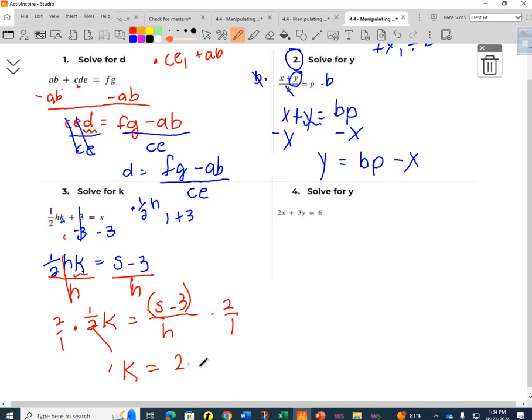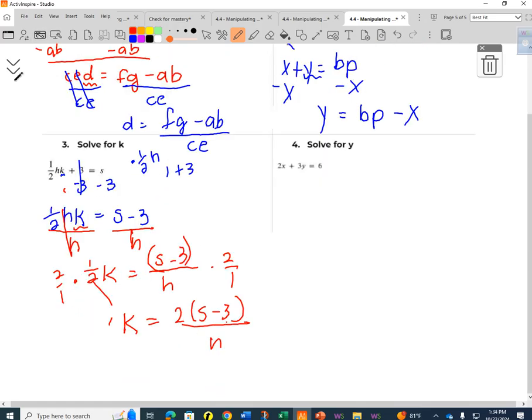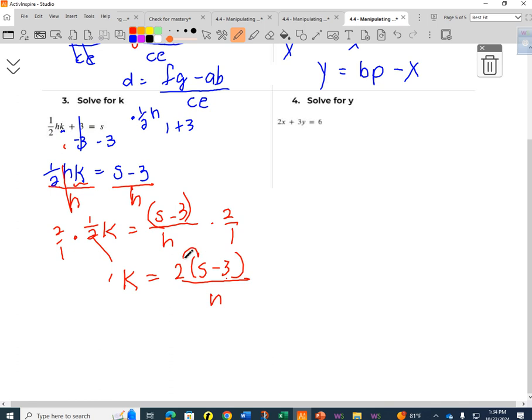And I'm going to rewrite this as 2 times s minus 3 all over h, just so you can see my process here. But we can't leave those parentheses in it. We need to distribute in there. So it'll be k equals 2s minus 6 all over h. You with me? Any questions?